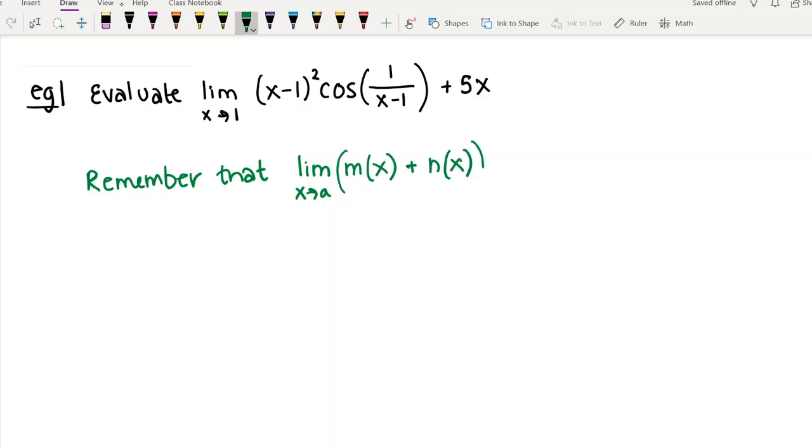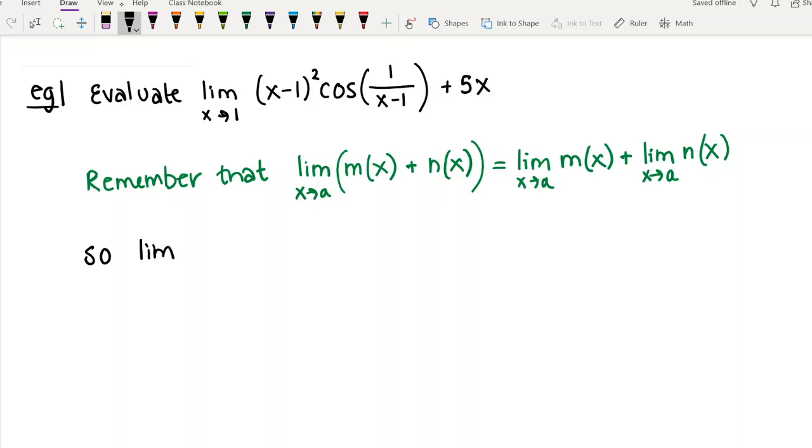If you're taking the limit of a sum of two functions, that's the same thing as taking the limit of one part of that and then adding that together with the limit of the other function. So basically what this rule says is that if you have a limit where things are split up over addition, you can split that limit up. So we can take our original function up at the top, the limit as x approaches 1 of (x minus 1) squared times cosine of 1 over (x minus 1) plus 5x.